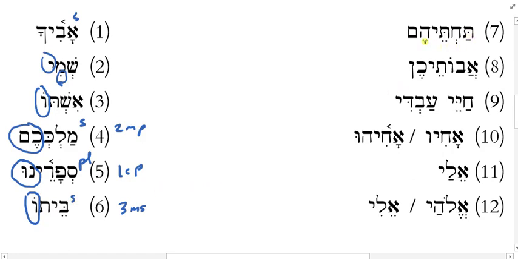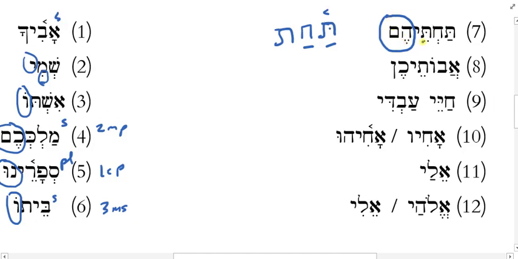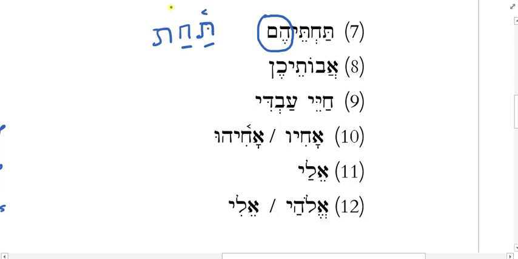Over here I have tachtehem. This is one of your new vocabulary words. It's the preposition tachat, which means under or beneath. And it can also mean in place of or instead of. All right? So look at this. It's tachtehem. The pronoun is hem. Which person, gender, number is that? Hem. It's 3MP. So how am I going to translate this if tachat means under? It'd be under them, right?